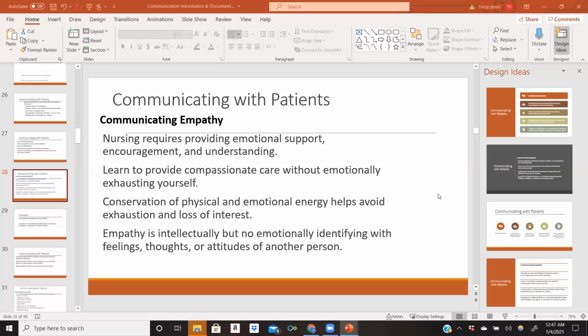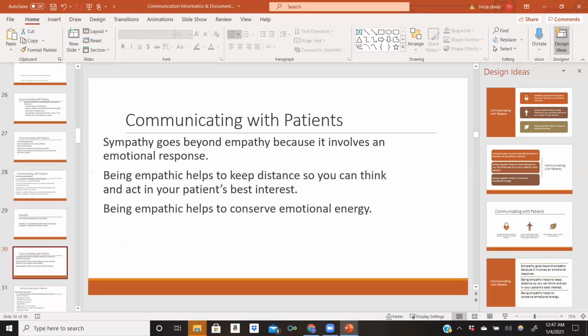So what you would say is, Mrs. Edwards, I'm really sorry that you are experiencing this. This must be very hard for you, to be so scared and to have a surgery without any of your family members here. I'm so sorry you have to go through that. That's empathy. You're recognizing their problem and you're offering them a little bit of support. That kind of stuff goes a long way with patients.